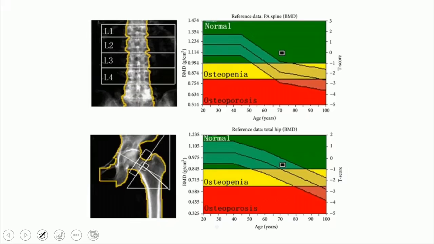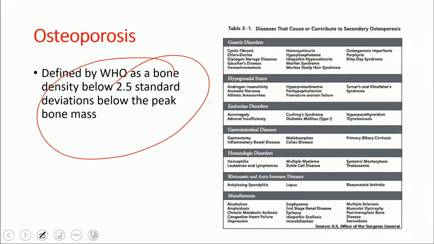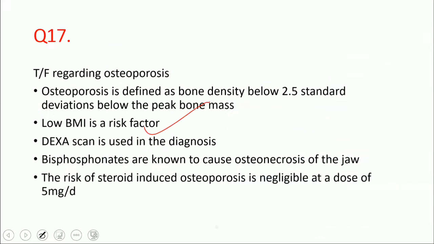Okay. And this is what it looks like. There are various cutoffs for the bone mineral density, and it gives you something called a T-score. Now, the management of osteoporosis is very difficult.